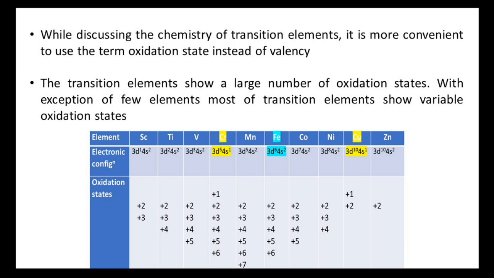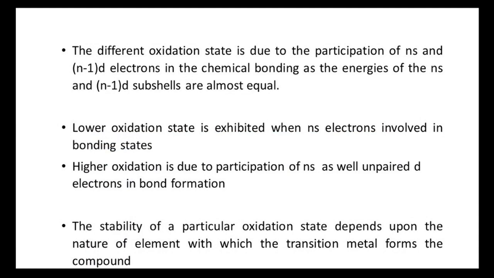For manganese, the highest oxidation state is plus 7. So plus 7 is due to the participation of 2 4s and 5 d electrons in the bond formation. So we can see that from scandium to manganese, the oxidation number increases. So Mn has the highest oxidation number, plus 7. So this I already explained.